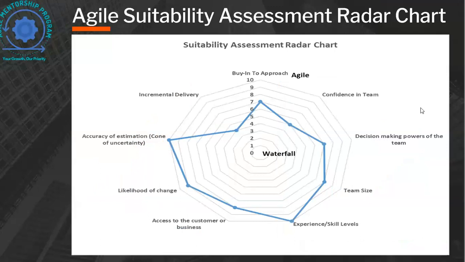This is how I have created a suitability assessment radar chart. Now, spend a few seconds to take a look into this chart, and then I will go to the next slide, and also walk you through the real time templates that I used in many of my engagements to create this chart. I'm deliberately pausing here for a few seconds just to give you time to look into this chart.